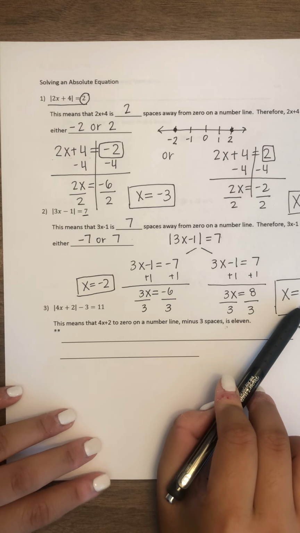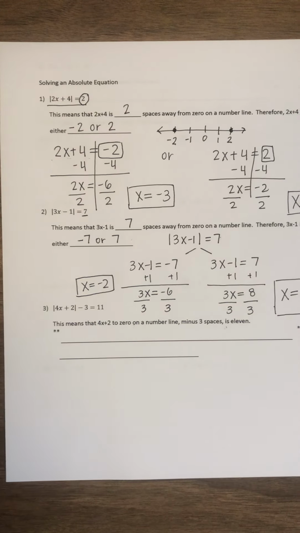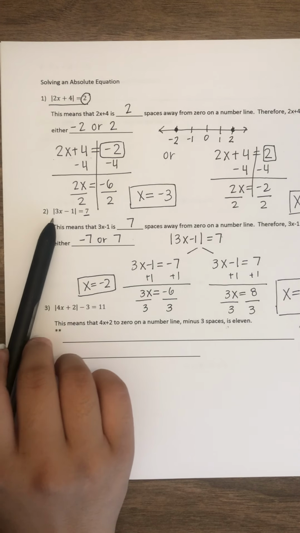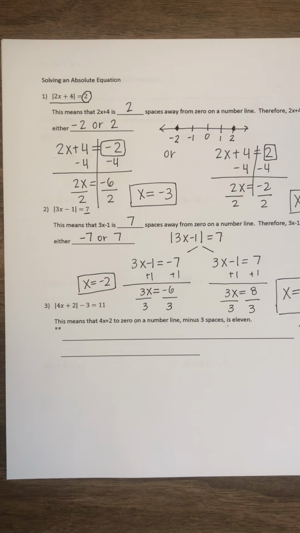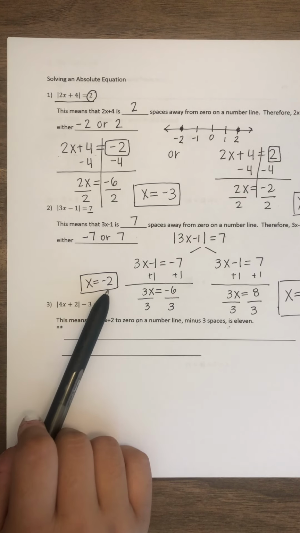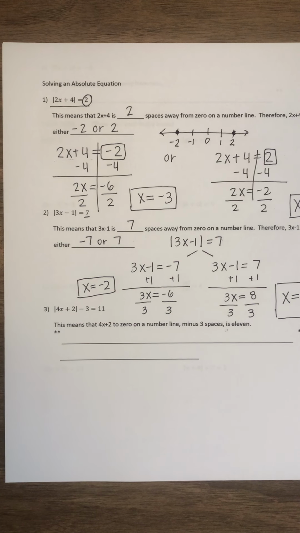And guys, we are going to run into fractions like this. It's completely fine to leave your answer as a fraction. So for the absolute value of 3x minus 1 being 7 spaces away from 0, we now know that x could either be -2 to make that happen, or it could be 8/3 to make that happen.